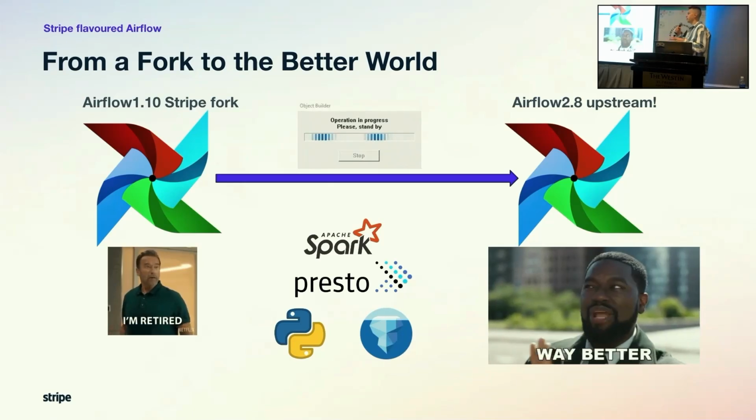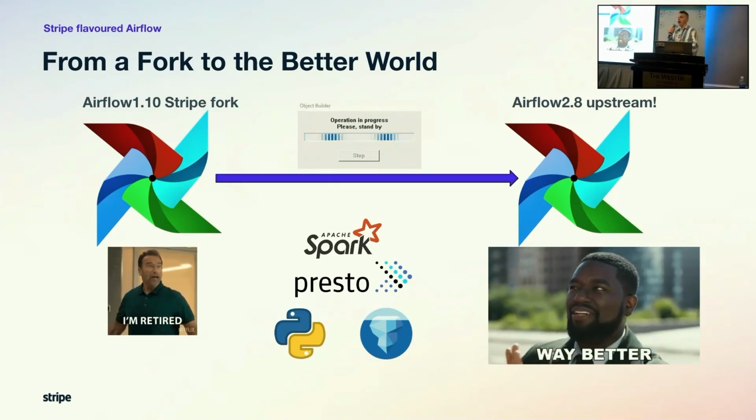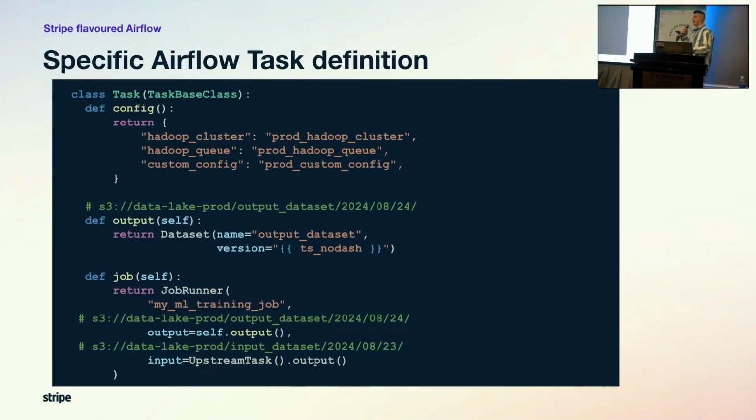Our Airflow ecosystem has a pretty standard set of tools. We mainly use Spark, Presto, Python, and Iceberg for all our data pipelines. As I mentioned earlier, Stripe has some specific flavors. Unlike upstream Airflow in 1.x, we don't use as many operators, but instead we developed over the years specific Airflow task definitions that our users should use when they specify a task.